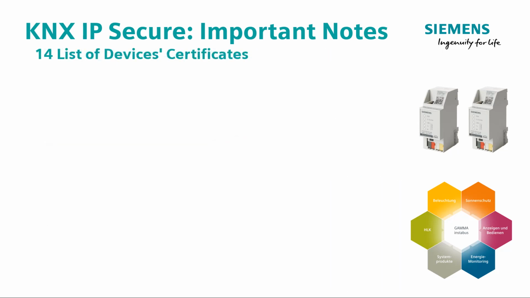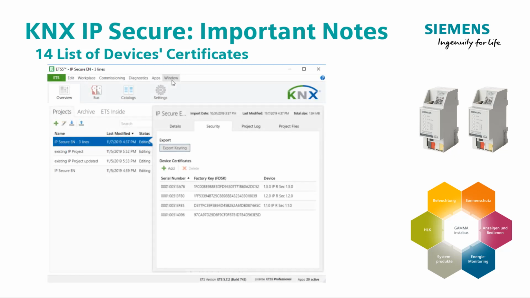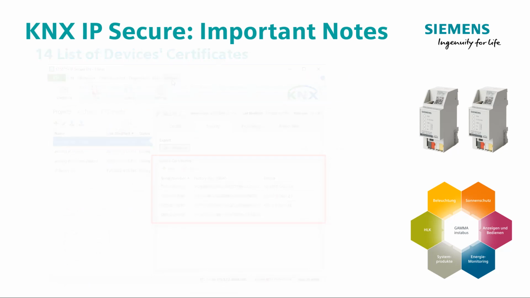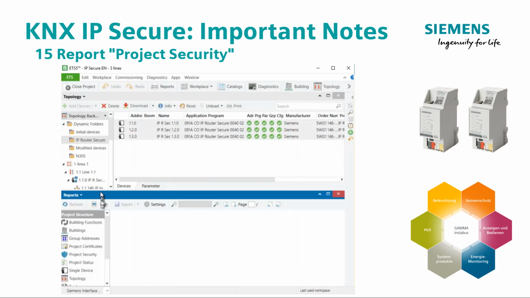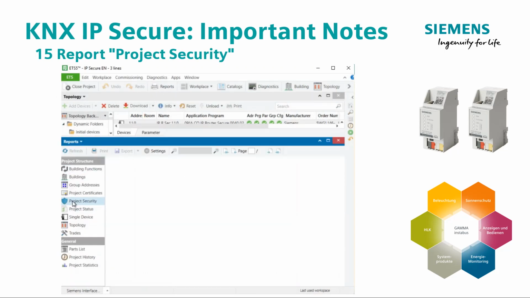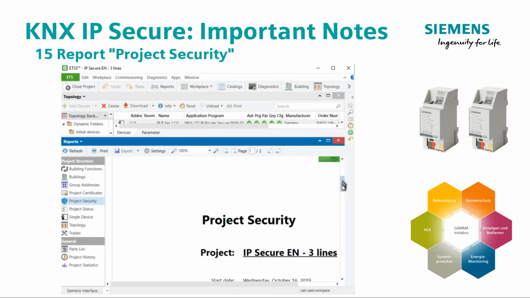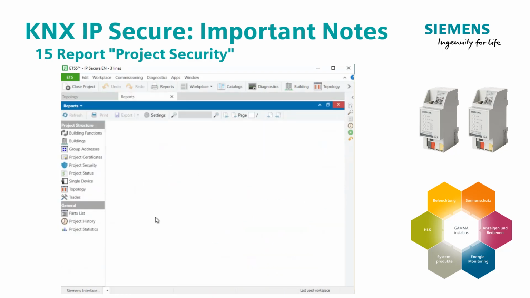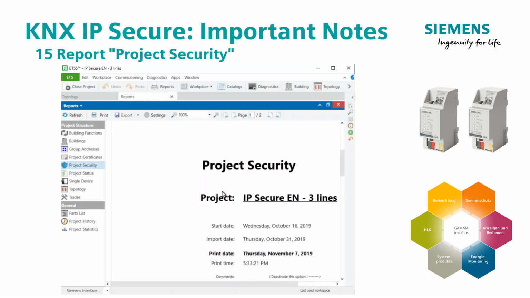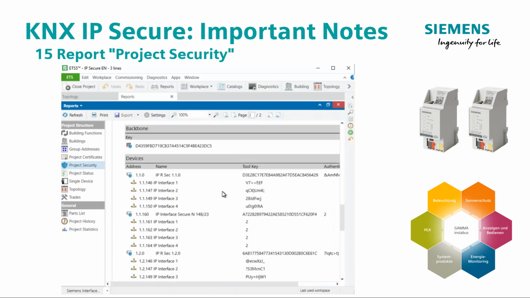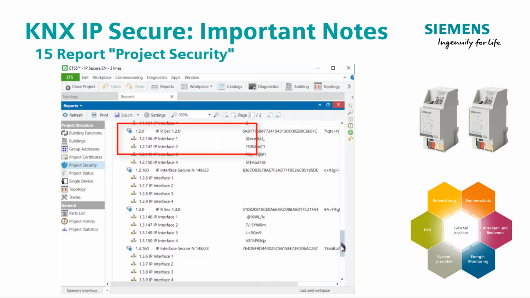14. List of device certificates. This list can be found in the Project Properties under the Security tab. You can see which device has already been used and programmed in the project. 15. Report Project Security. This report lists all device keys and authentication keys. The backbone key created for multicast operation is also in the list. This key is important for diagnostic and analysis tools such as Wireshark.